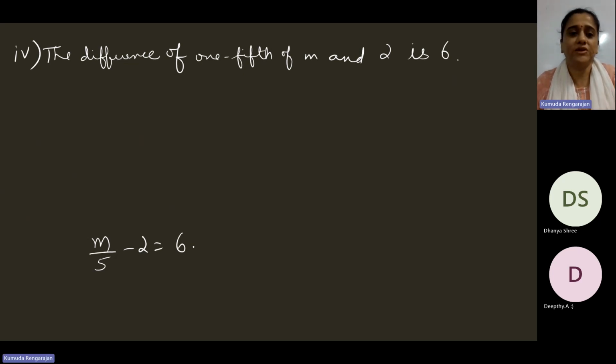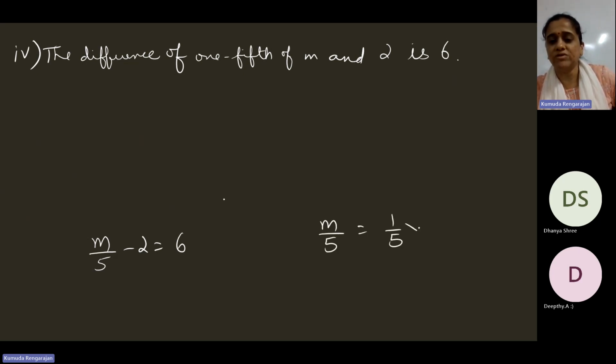Ah, okay. So the difference of 1/5 of m. What is m by 5? M by 5 is nothing but 1 by 5 into m, children. See, you're dividing m by 5, no? So 1/5 of m.